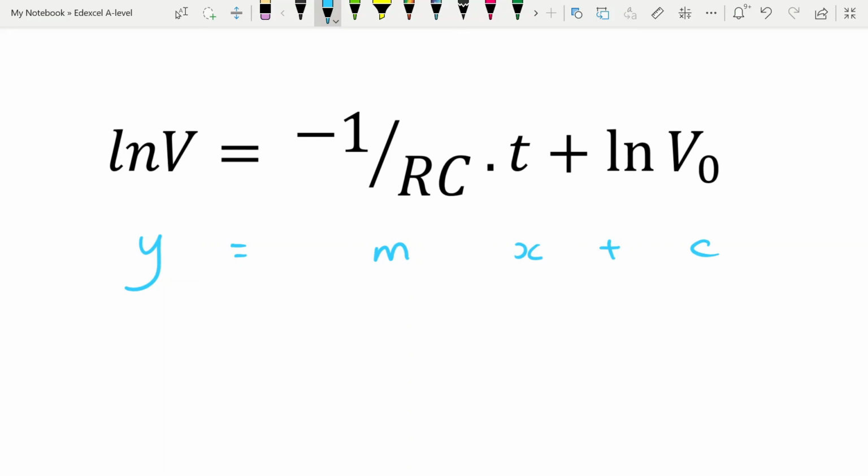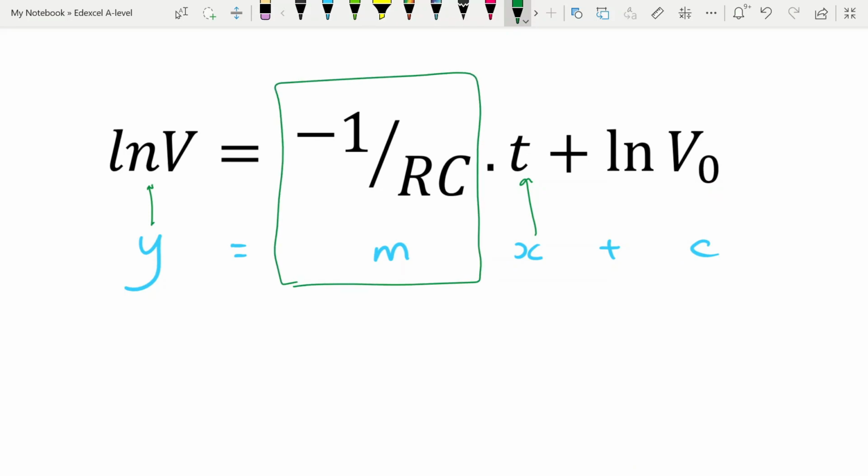And so that is in the format of y equals mx plus c. And so if you plot ln V on your y-axis and t on your x-axis, the gradient of your line will be minus 1 over RC, and so we would expect to get a negative gradient, and then the value of that will be 1 over RC, and our intercept will give us the natural log of our original voltage. And so we can use these values from a straight line graph to find whatever of these we need to.